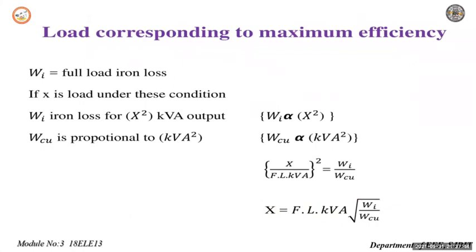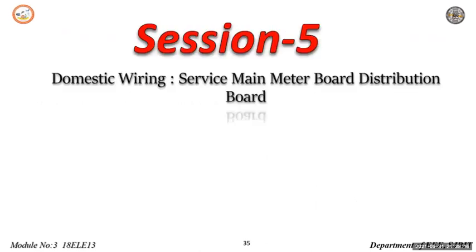So what is the load corresponding to maximum efficiency? For constant V2, the kVA supplied is a function of load current. kVA at maximum efficiency is the relation given here. Substituting the condition for maximum efficiency in the expression of efficiency, we can write the expression for efficiency maximum as shown in the diagram.